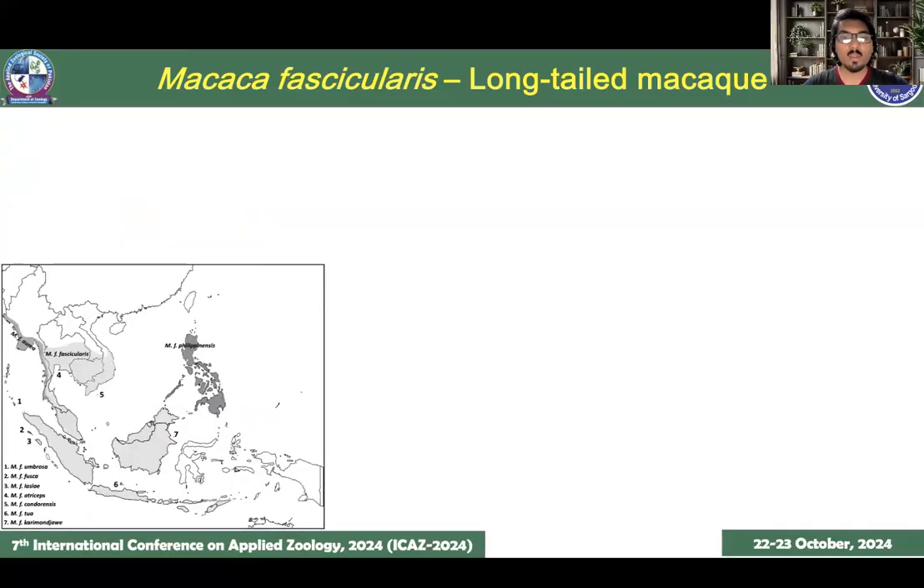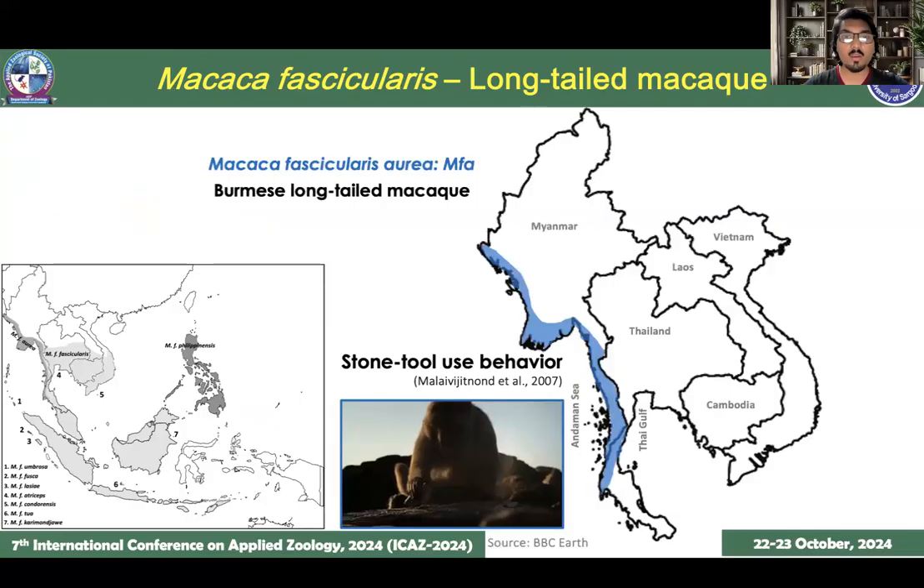Based on morphological characteristics and geographical distribution, this species has been divided into 10 subspecies. Among these 10 subspecies, Macaca fascicularis aurea, or MFA, is strikingly important because of their stone tool use behavior during foraging to access encased food items such as oysters or nuts. MFA originates in Myanmar and is distributed southeastwardly in Thailand through the Mergui archipelago.